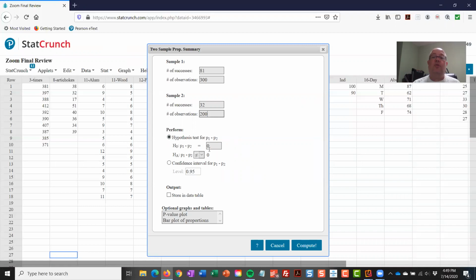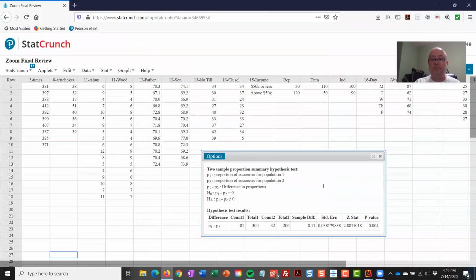In the null hypothesis, we always leave this as equal to 0. P1 minus P2 equals 0 is really the same as saying that P1 equals P2. If we wanted to show that the first one was 5 more than the second one, we could put P1 minus P2, I'm sorry, 5% more. We could put P1 minus P2 equals 0.05. But we don't do that in this course. For HA, the right sign is already there. We're ready to go. Press compute.